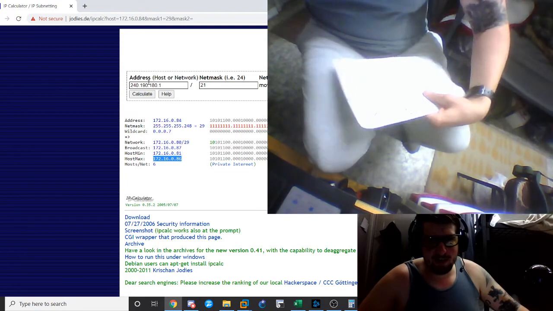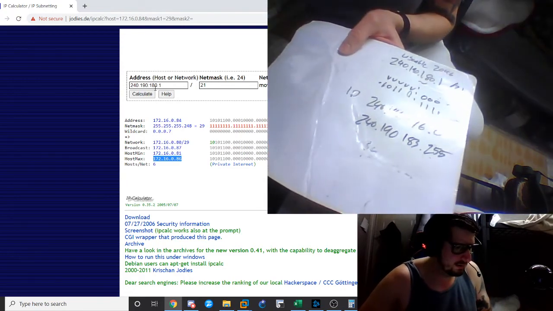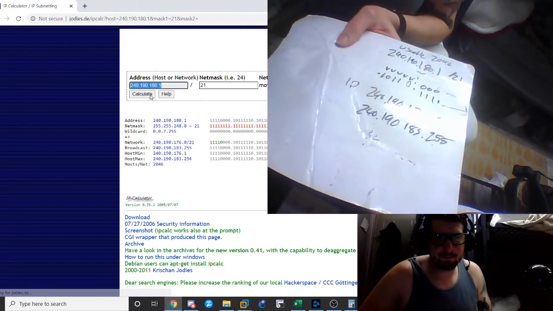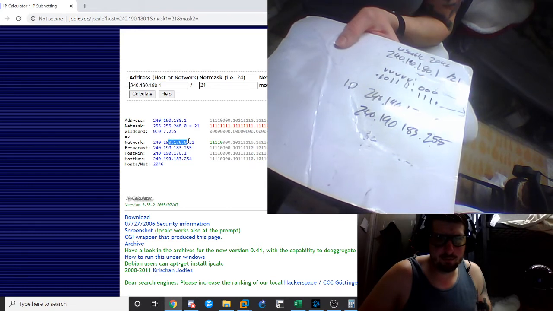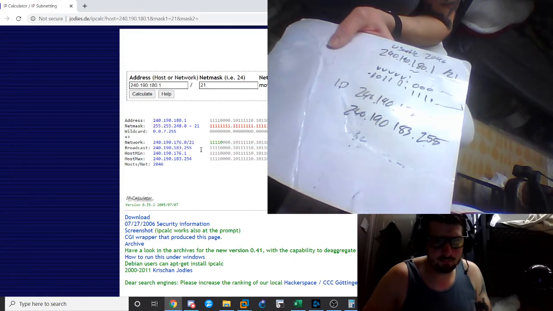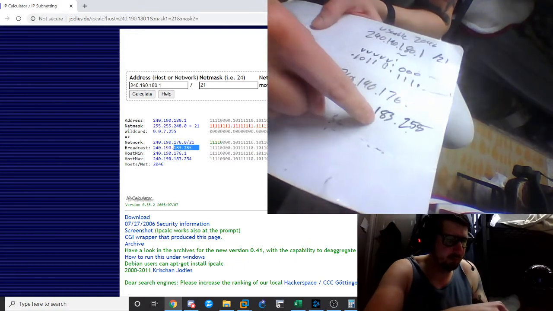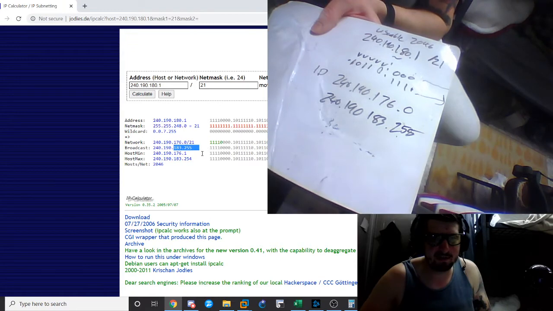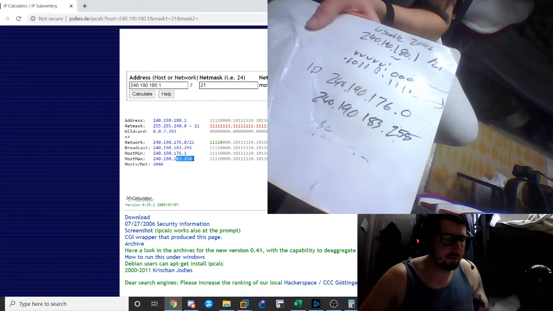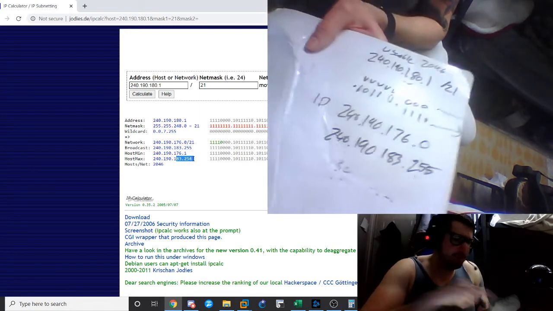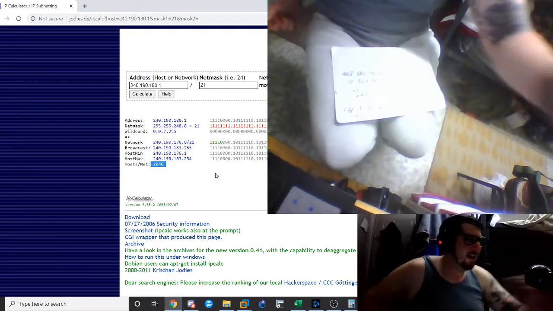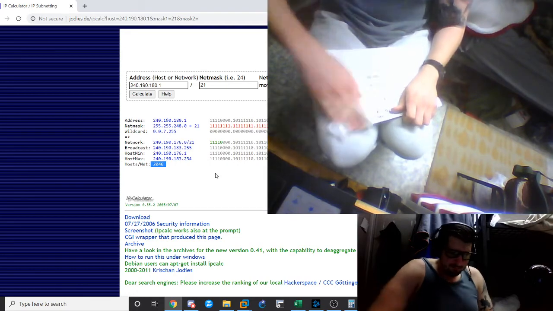Anyway, everything is in there. Yeah. So 181. Okay. Just hit calculate, Jeff. Alright. So 176.0, just like I said. And then 183.255 broadcast address. And then the ranges I specified, .1 to 183.254, were correct. And hosts usable in that range, 2046. Hot diggity daffodil. I'm a friggin' genius.